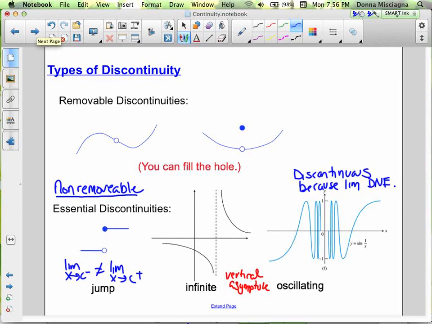Right? An infinite discontinuity was if your function did not approach a finite value, but it increased or decreased without bounds, right? It just kept growing without bounds, in either the positive direction towards infinity or the negative direction towards negative infinity. Our limit did not exist, right? So we have a discontinuity when we have a vertical asymptote, again, because the limit fails to exist. So it's discontinuous because the limit fails to exist.